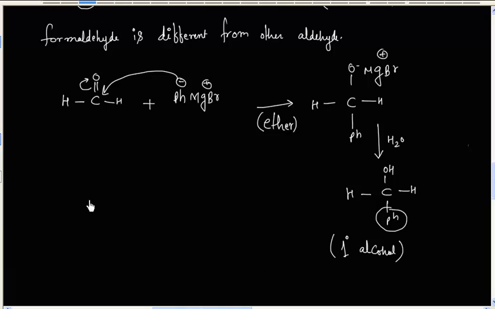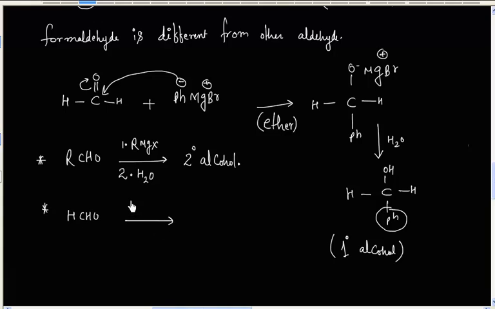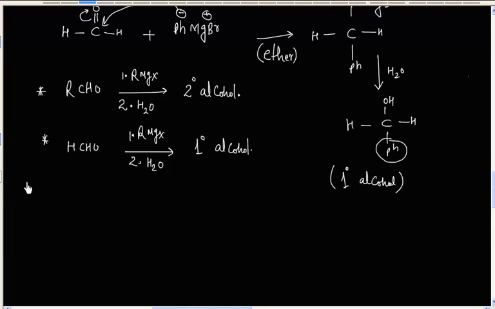So important point we have: if I take any aldehyde, let us say RCHO, and if I treat with RMgX, second step addition of H plus, we will have a 2-degree alcohol. But if I take formaldehyde and react with Grignard reagent, and then we do acidification, we have a 1-degree alcohol. So this point should be kept in mind. Let us do some exercise related to this.